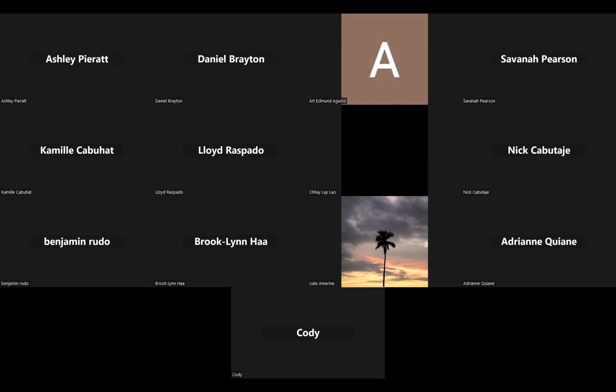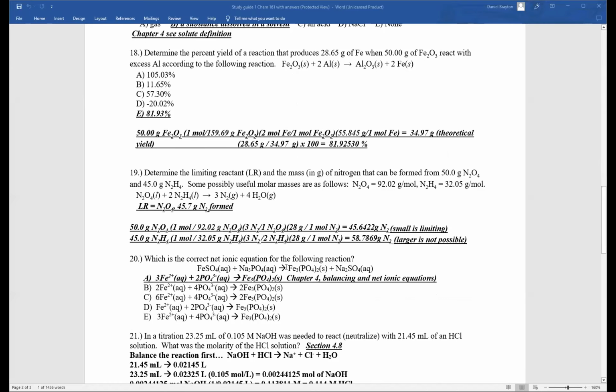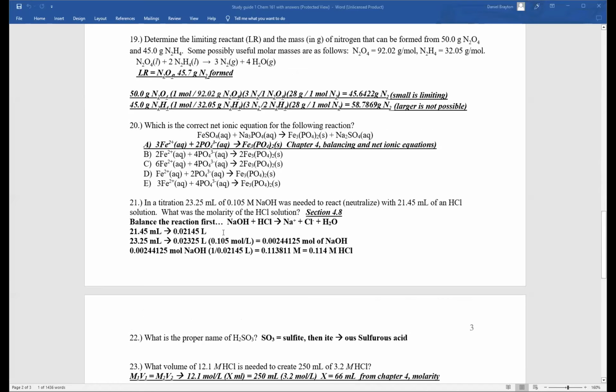Can you quickly re-go over 21? Let me put it back up. The titration? This one, the titration one. Yes. Yeah.